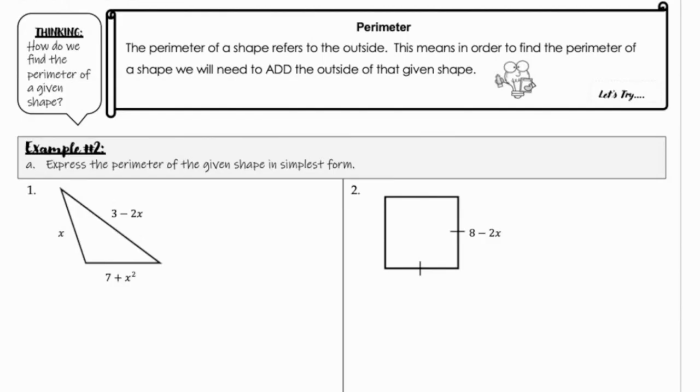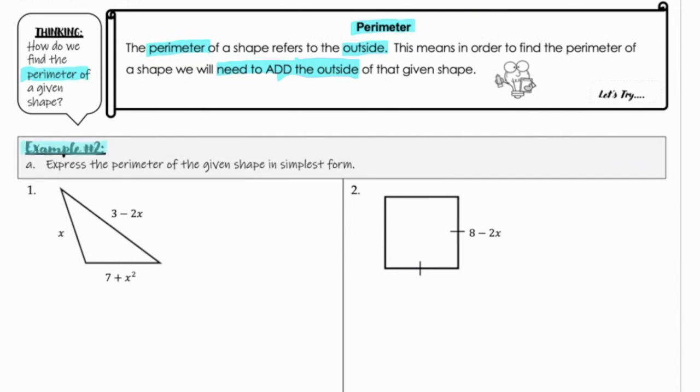Okay, so for here, what we're doing is we're going to be finding the perimeter of a given shape. So this takes us back to combining like terms, but we're dealing with perimeter. So let's just define what perimeter is. The perimeter of a shape refers to the outside. That means in order to find the perimeter of a shape, we need to add the outside of that given shape. So let's do example 2.